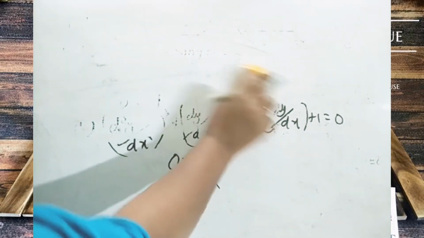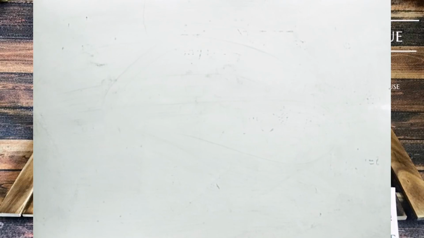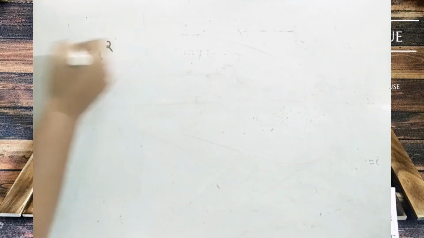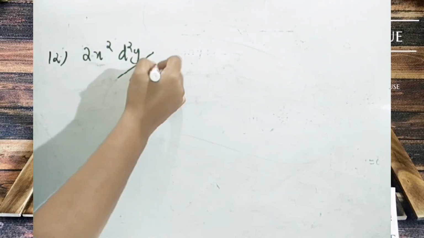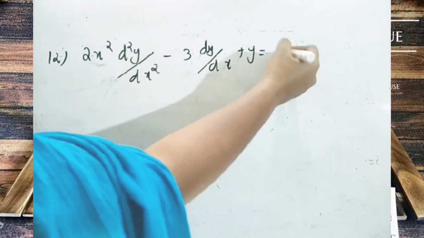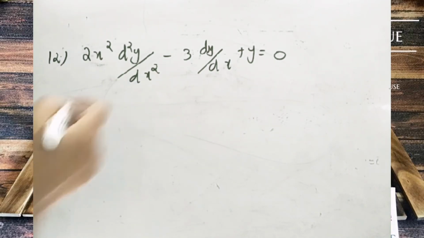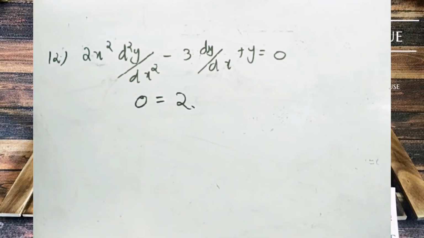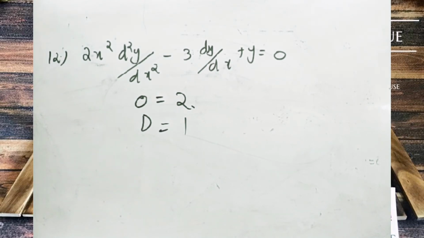Twelfth one: 2x² d²y/dx² − 3 dy/dx + y = 0. The highest order derivative present in this is the second order derivative, and the power of that second order derivative is 1. So order is equal to 2 and degree is equal to 1.